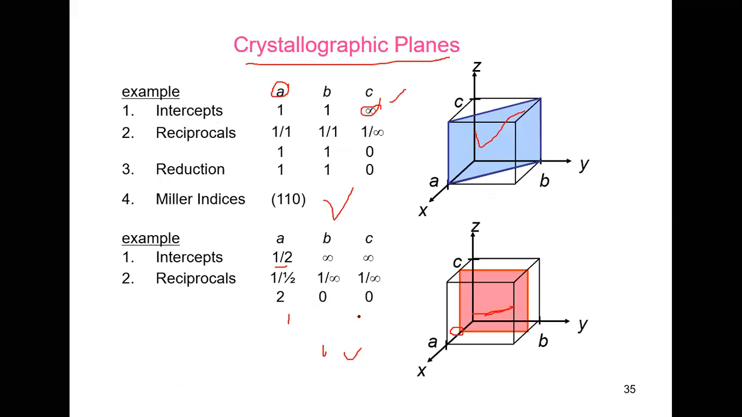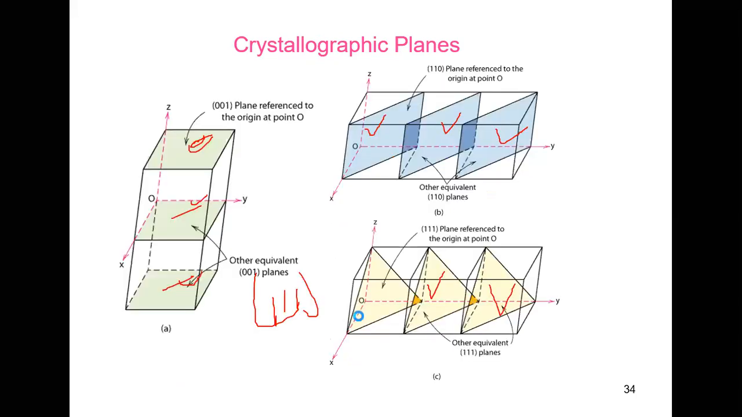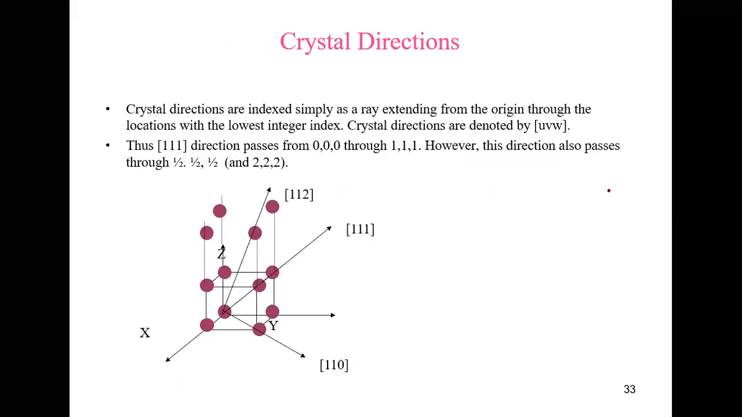Another thing we need to know is crystal directions. Crystal directions are simply indexed as a ray, like this one. A ray means it has one starting point and no end point. So crystal directions are indexed as a ray extending from the origin. It will start from the origin and pass through the location of the lowest integer.